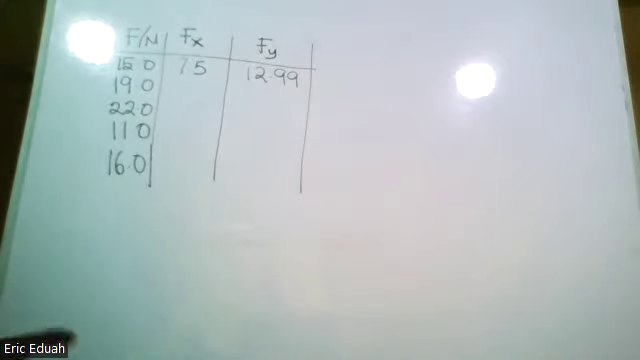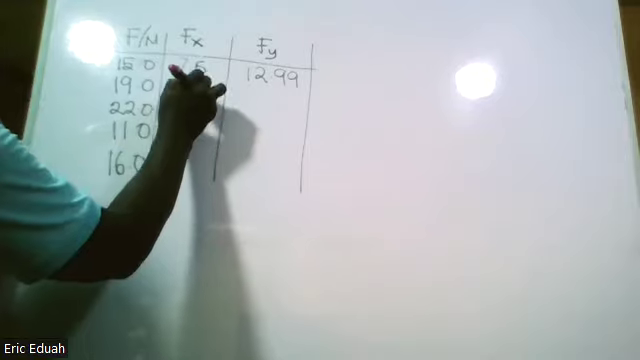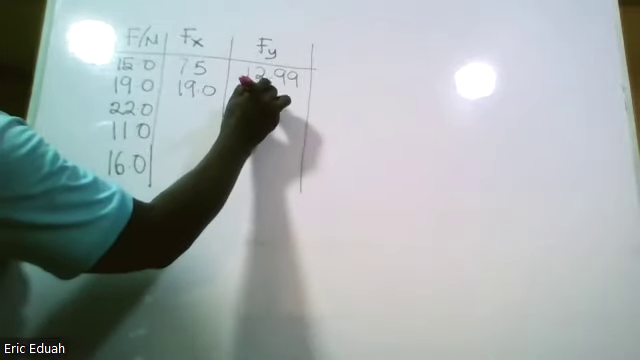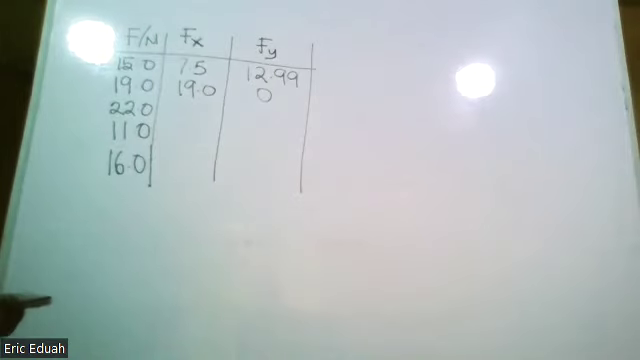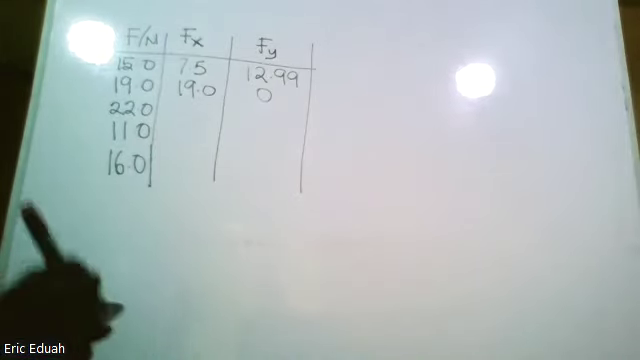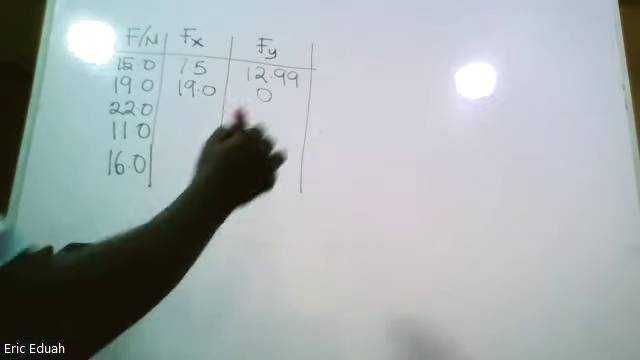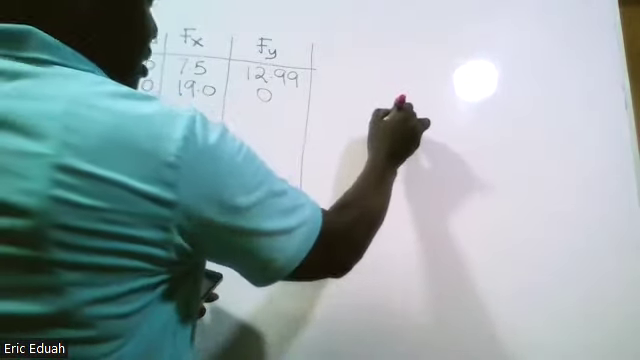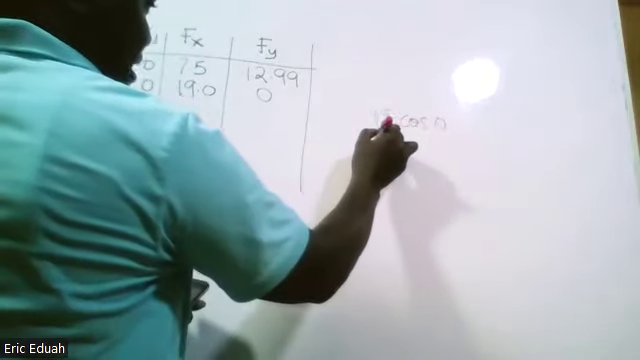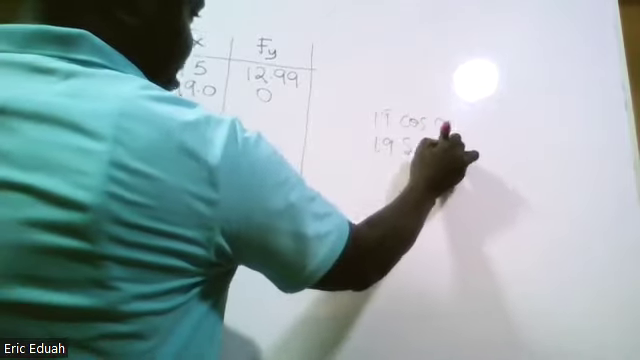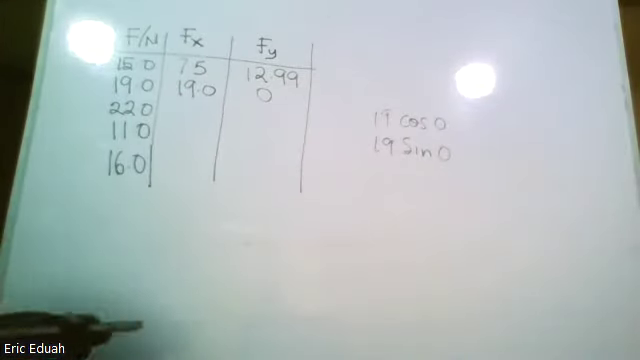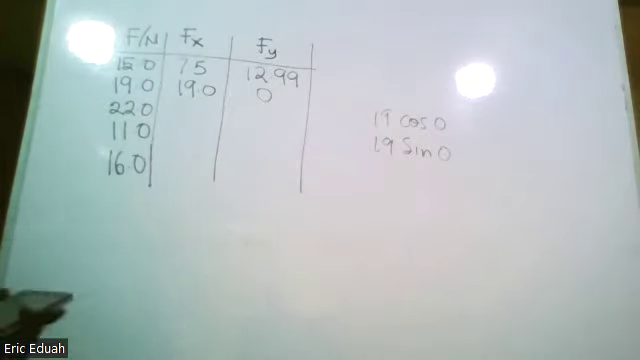Then 19. 19 has only a horizontal component and no vertical component. The horizontal component is 19.0. The vertical component is 0. If you want to use components, then it makes an angle of 0 with the x. So 19 cos 0 as against 19 sine 0. And cos 0 is 1. Sine 0 is 0. The value is the same.